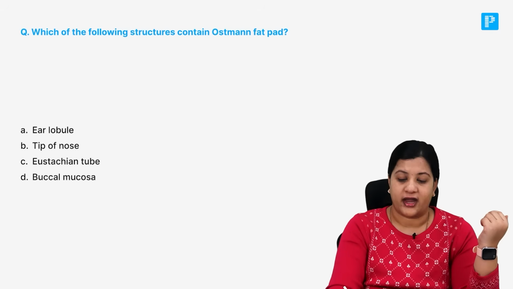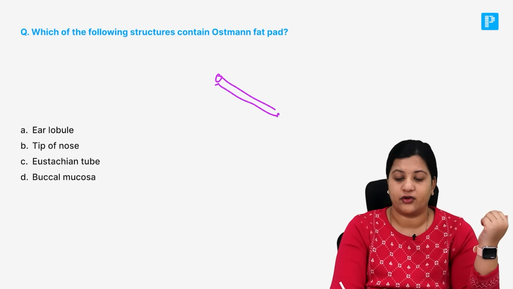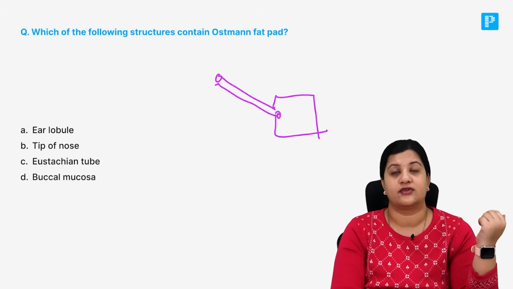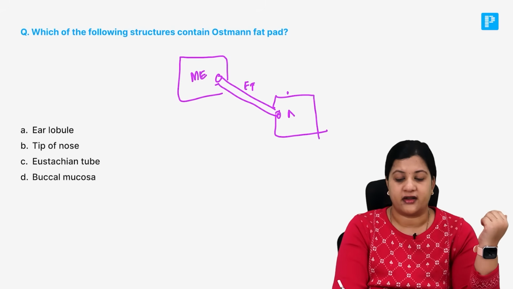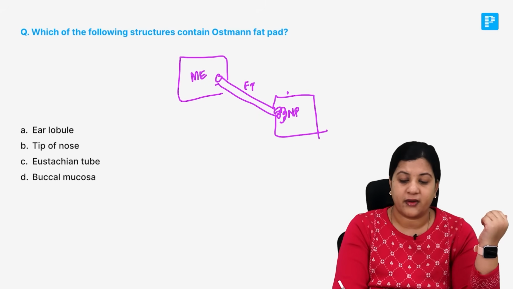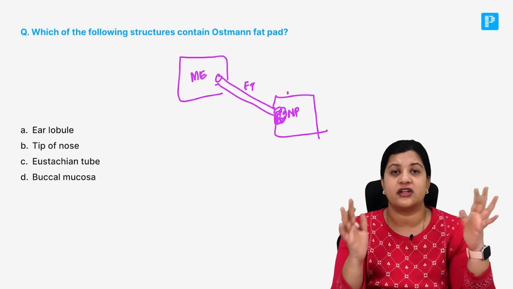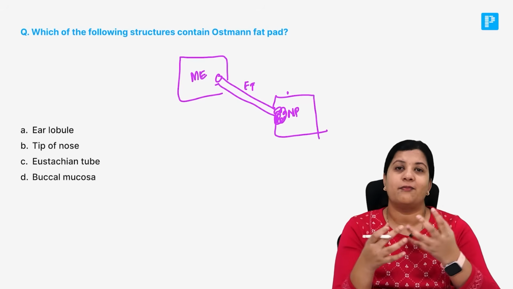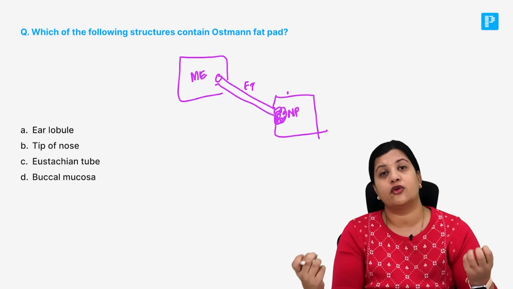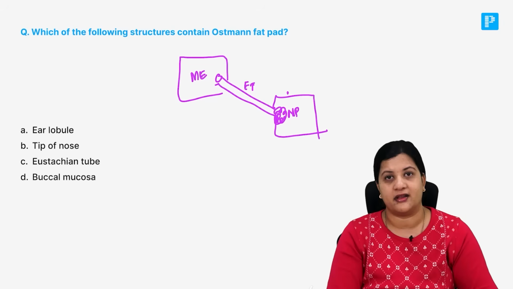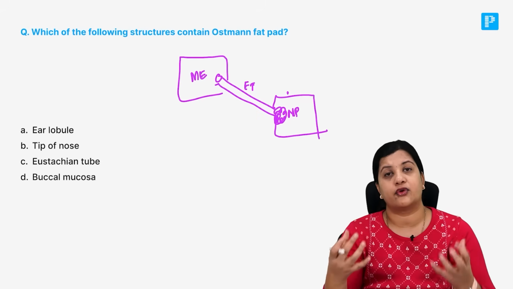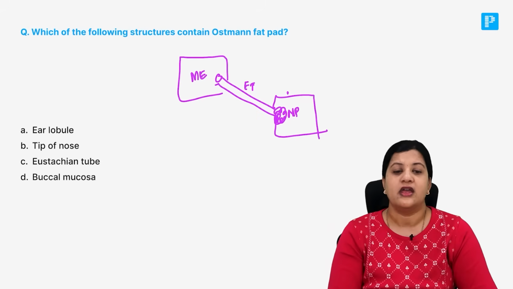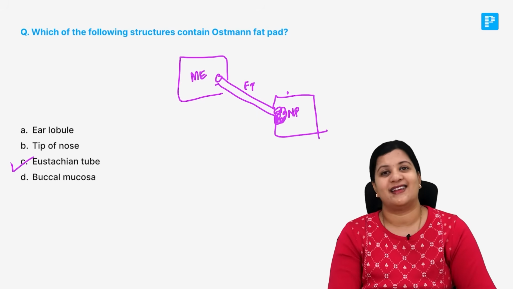So Osman's pad of fat is the kind of fat that we have towards the nasopharyngeal end of the eustachian tube. So we know the eustachian tube connects the nasopharynx with that of the middle ear. So the nasopharyngeal end, where the eustachian tube opens, is covered by a cushion of fat, a pad of fat, which generally keeps the tube closed. And when the palatal muscles actively open it, the tube opens, allowing the air to enter into the middle ear. So this pad of fat is very important for maintenance of tone and a collapsed eustachian tube. So this Osman's pad of fat is related to the eustachian tube.